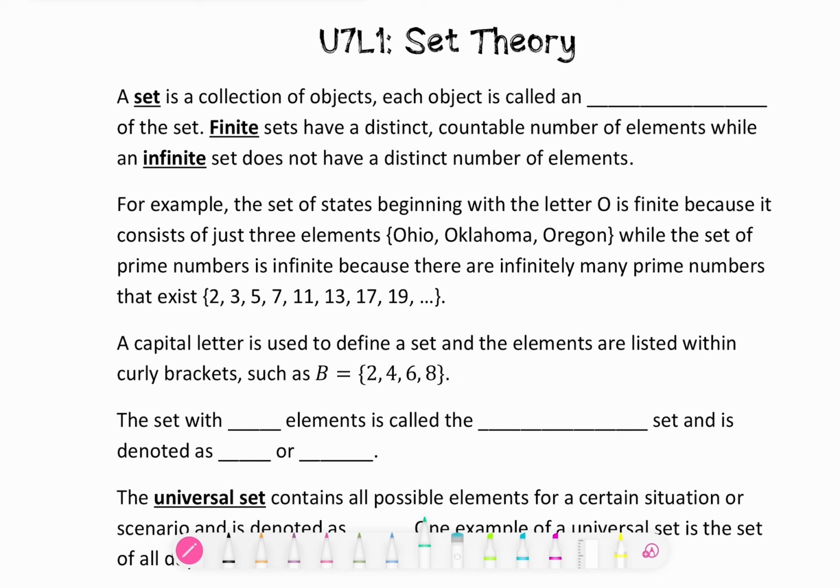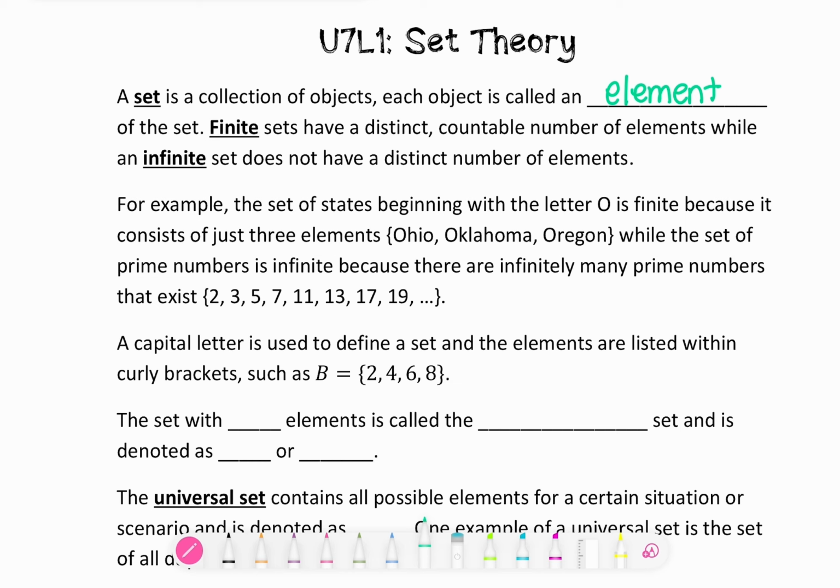So a set is a collection of objects. Each object is called an element of the set. Sets can be either finite or infinite. A finite set has a distinct countable number of elements, while an infinite set does not have a distinct number of elements. So you can't count how many elements are in an infinite set, but you can in a finite set.